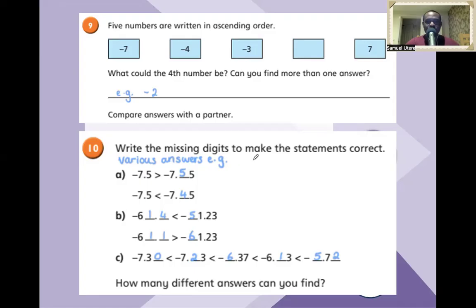Here, write the missing digits to make the statements correct. You can have various answers. These are just answers you can have. So for negative 7.5 to be greater than a number, that number could even be negative 7.55, negative 7.65, negative 7.85, right? And then here, that number could be negative 7.45, negative 7.35, because that number has to be greater than that one. And these are the answers.